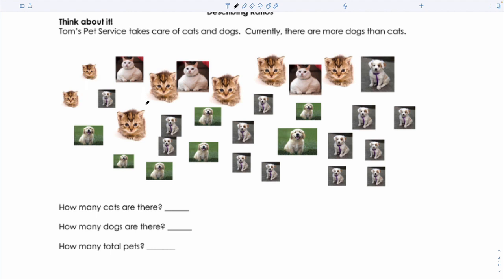Few of you blasted through this. Chad, how many cats? Agree, silent yes? Okay. How many dogs are there? Eden. 21. Agree? Silent yes? Okay, then the total would be 31, right?